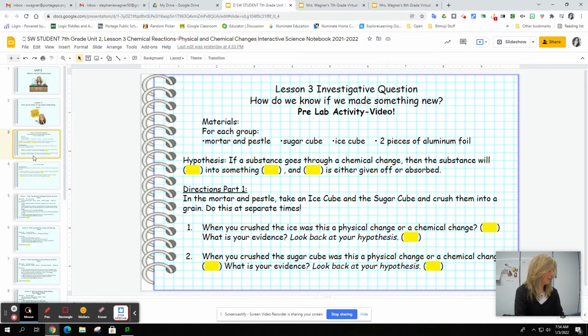Okay, now the ice cube. We're going to do the same thing with the ice cube. So here's the ice cube. Oh, it's dripping. We're going to stick it in here and I'm going to crush it. That wasn't too hard either. And there it is. Okay, we changed it. So it's a little different.